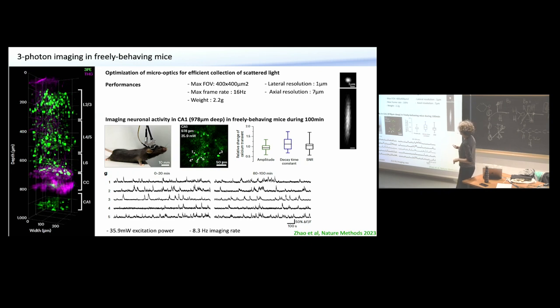For that, they had to optimize the microoptics to collect the scattered light very efficiently, and the resolution that they have is very good. And so you see, they can make imaging of activity in the hippocampus below the cortex during 100 minutes, and the signal during 100 minutes is very stable. So I think it's also quite impressive.